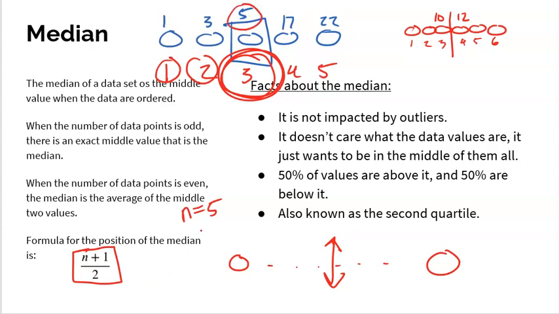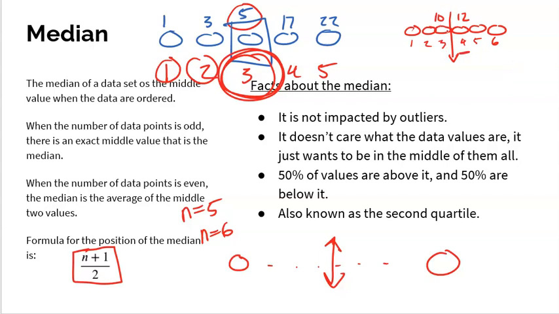Now let's just do one more example. If you have 6 values, 6 plus 1 is 7. 7 divided by 2 is 3.5. So what that means is that the median is right in between 3 and 4. So here's the first, here's the second, here's the third value, here's the fourth value. So right here, right at 3.5 is where the median is. But once again, it's the position of the median, not the number.